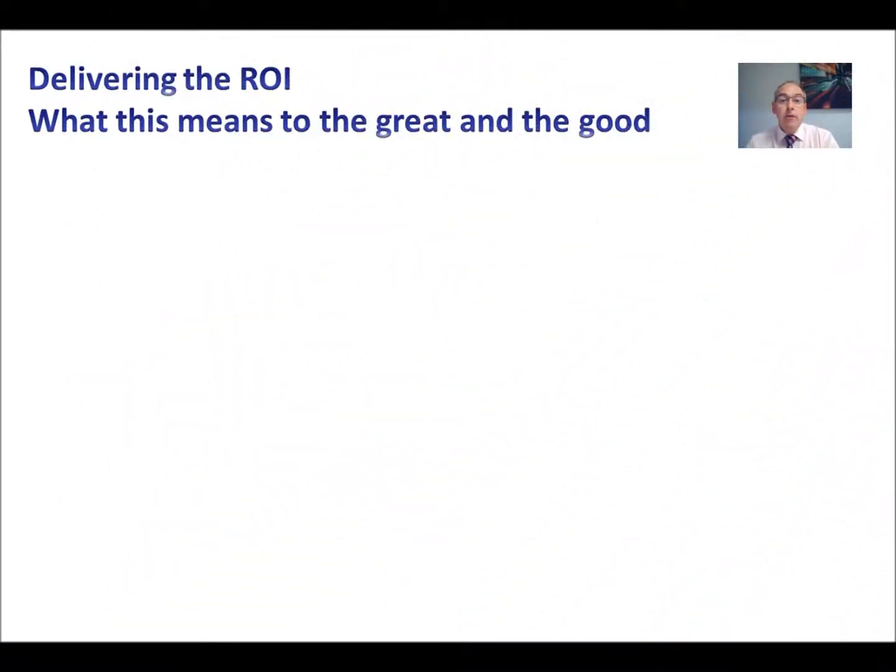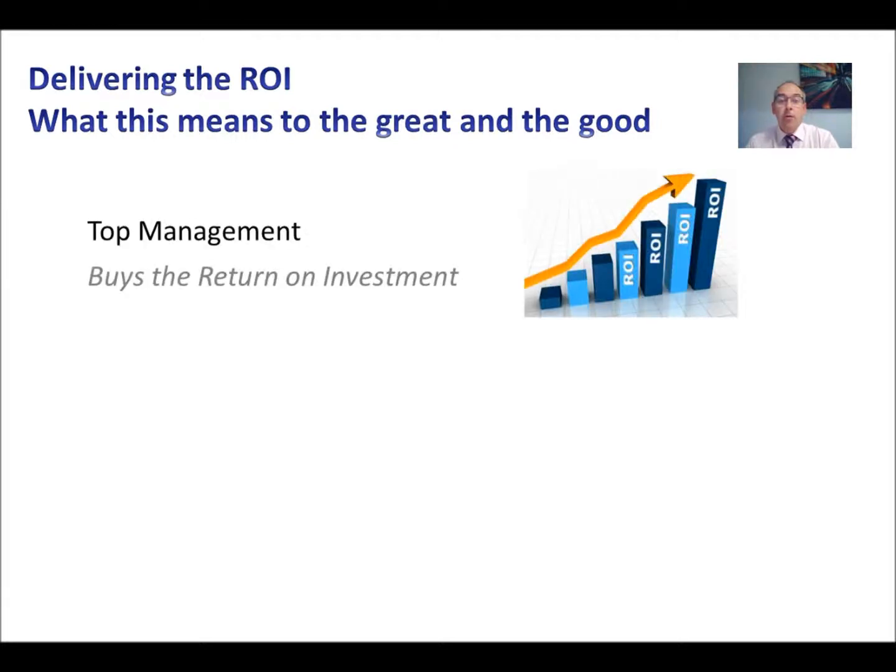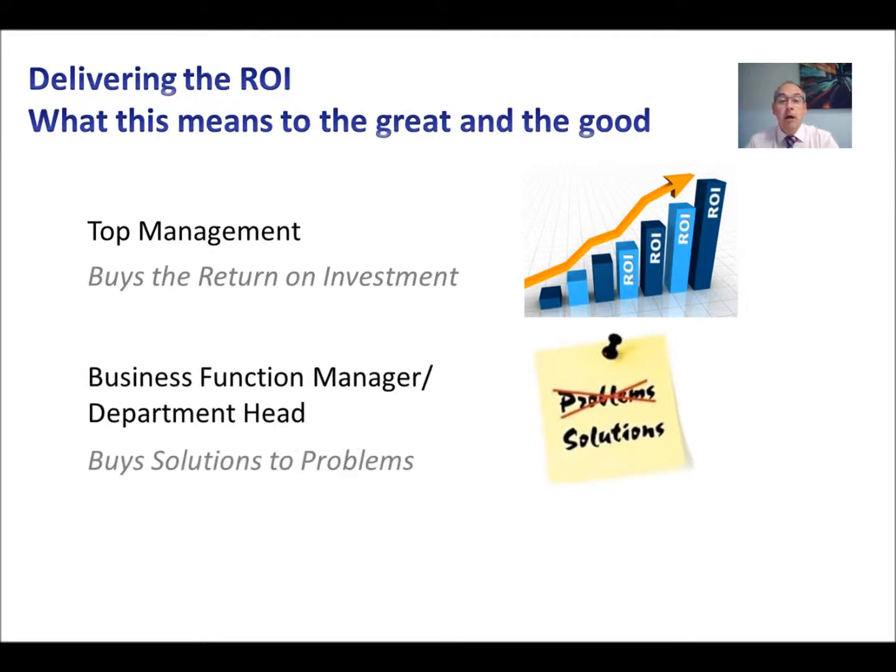So what does this mean to the great and the good? Well, there's three stakeholder groups we need to consider. The first are our directors and top management. They buy the return on investment, and cost reduction is the key driver for directors. How do they reduce the cost of doing business? Our senior and middle management are interested in buying solutions to problems.